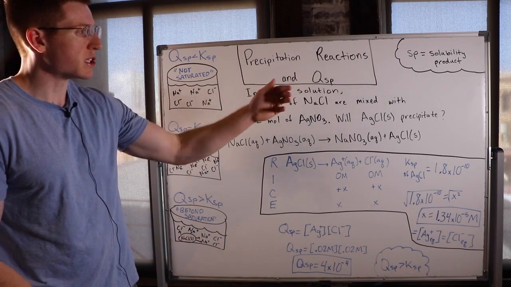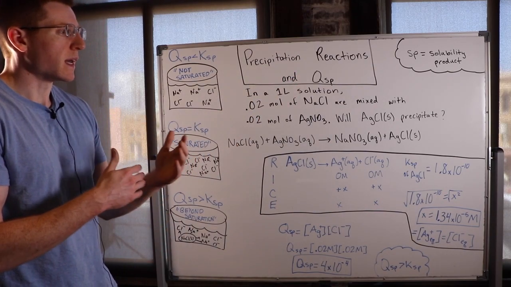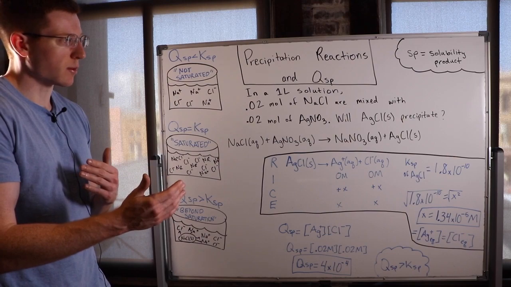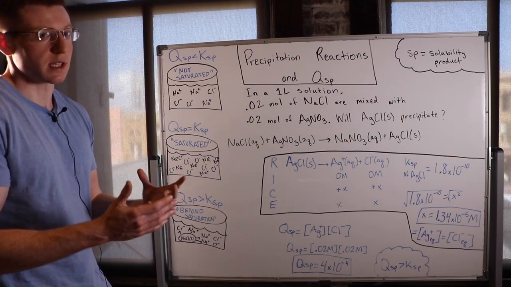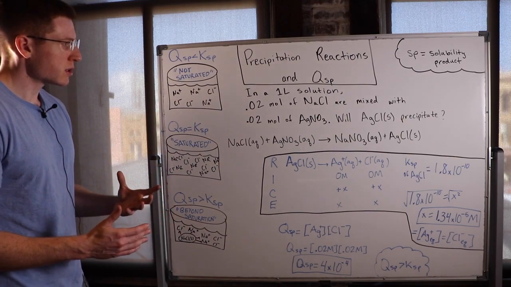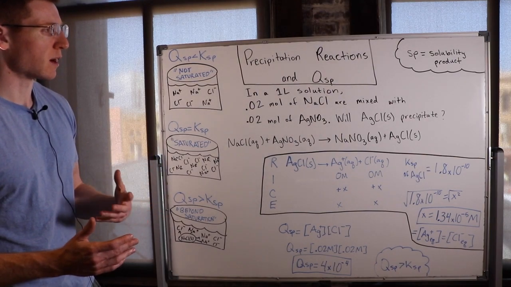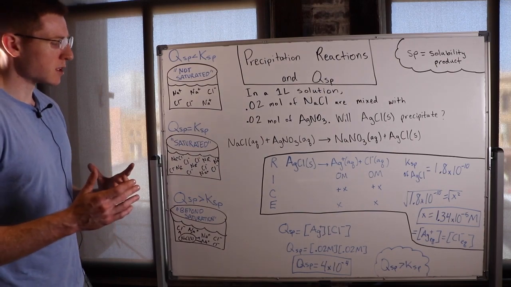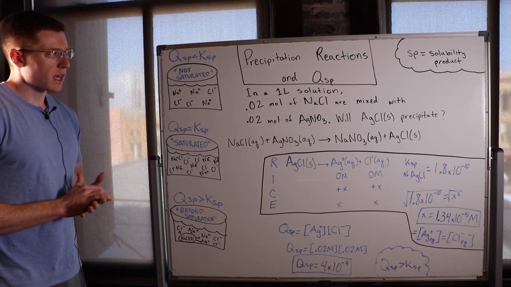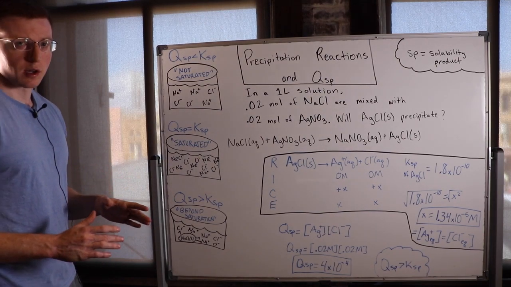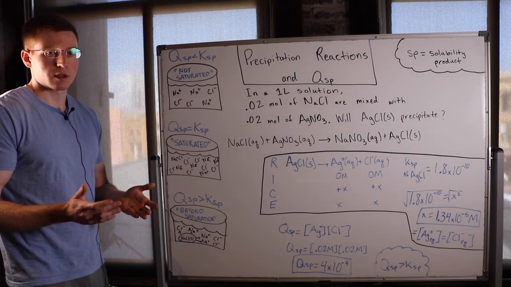So Q is kind of the state of the reaction at any given point, not necessarily at equilibrium, while K is at equilibrium. So in order to explain Qsp, I need to talk a little bit more about Ksp. I've introduced it, but I really haven't told you the whole story. So Ksp, remember, is the equilibrium constant that describes a solubility reaction.